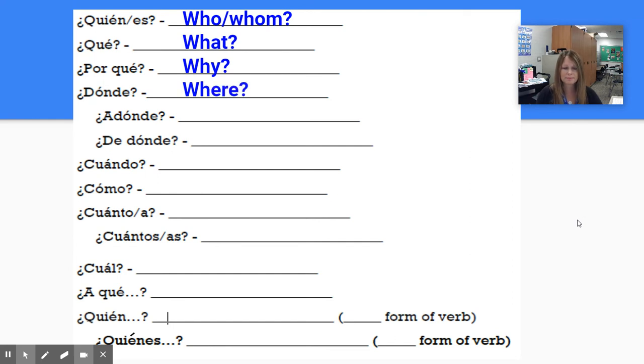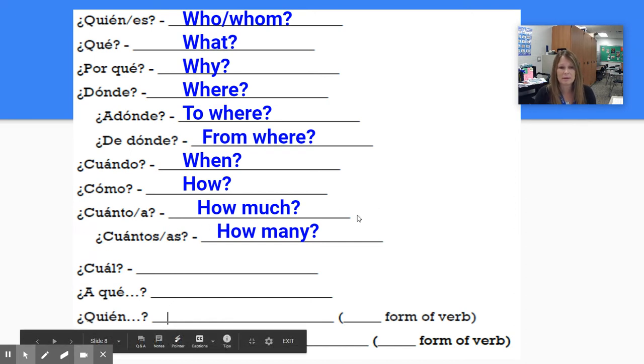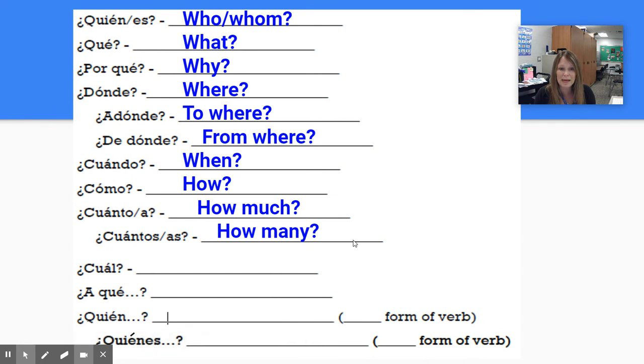Dónde means where. And if you just put a in the front, a dónde means to where. De dónde means from where. Cuándo means when. Cómo is how. Cuánto or cuánta means how much. And cuántos or cuántas means how many. So, for example, if you had cuánto dinero, that means how much money. If you said cuántos estudiantes, that's how many, okay?